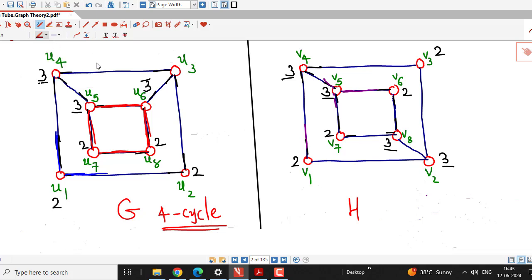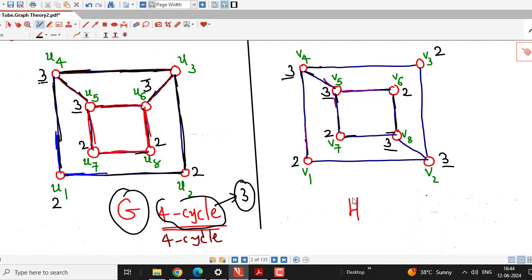Similarly, if we start with u4 and go along this path, u4 to u3, u3 to u6, u6 to u5 and then u5 to u4, then this is another cycle of length 4. And you can see a third cycle of length 4, which is this square starting with u4, then u3 to u2, u2 to u1 and u1 to u4. So in graph G we have 3 cycles of length 4.